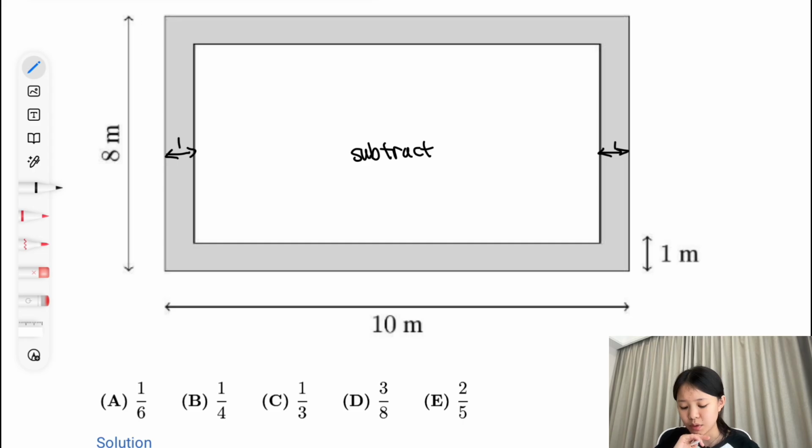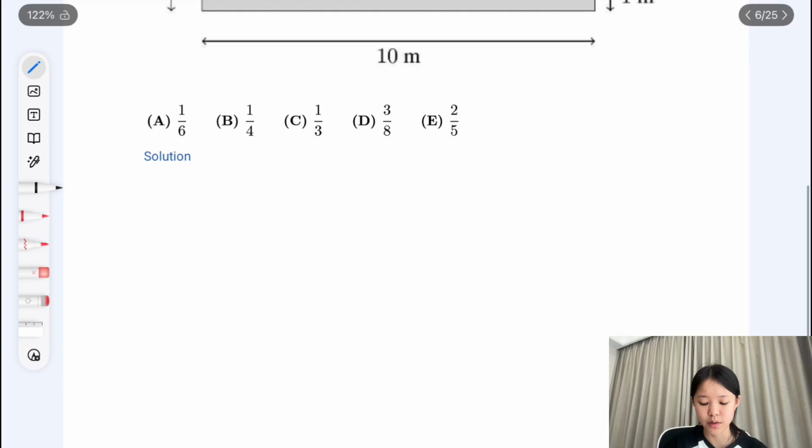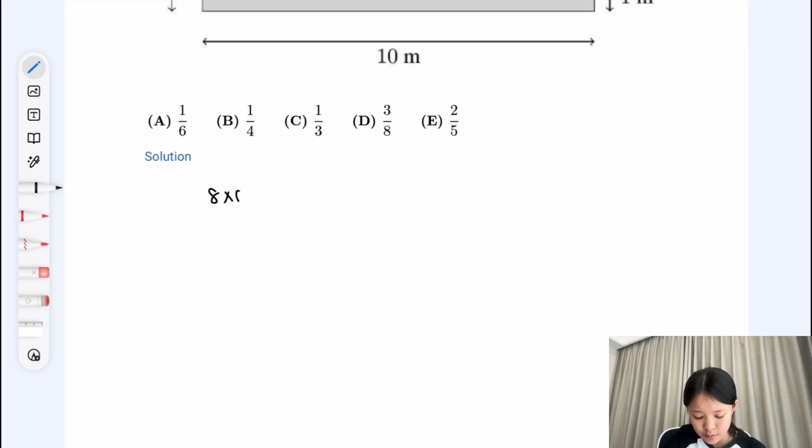So if we can find that the width of this internal part is 10 minus 2, which we know is 8. And the same thing for the left side, it's 8 minus 2, which is 6, right? So we know that the internal area of this part that we want to subtract away is 8 times 6, which equals 48. And so we can find 48 over the total area, which is 8 times 10, equals 48 over 80.